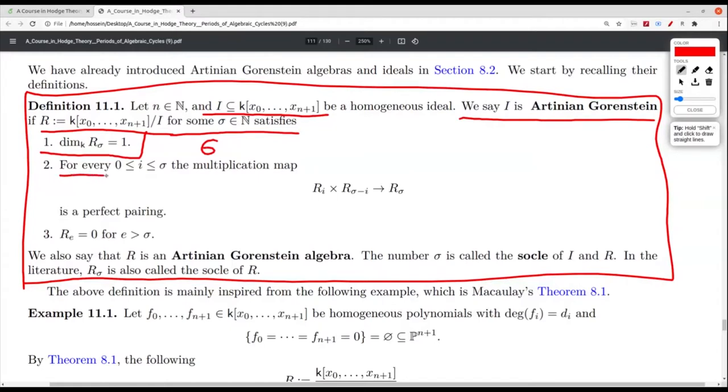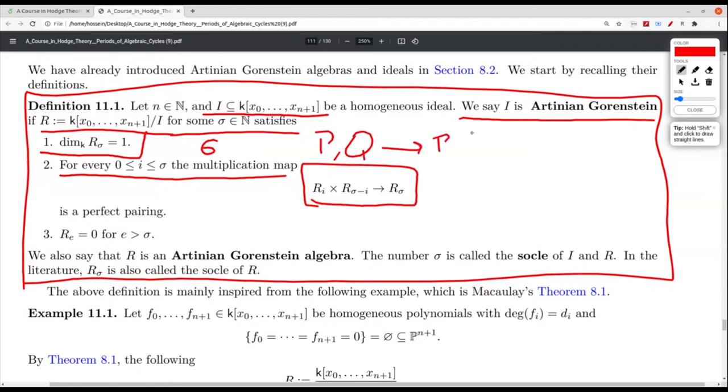And for any i between 0 and sigma, we have a pairing. It's simply multiplication of two polynomials. This must be a perfect pairing, in the sense that it is non-degenerate. Remember that by the first property, the target is of dimension 1. And above sigma, the ring is just trivial, 0.